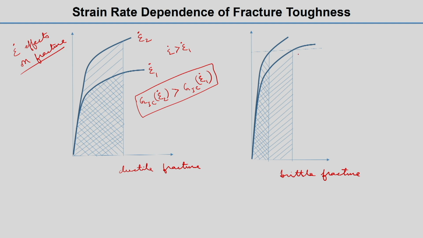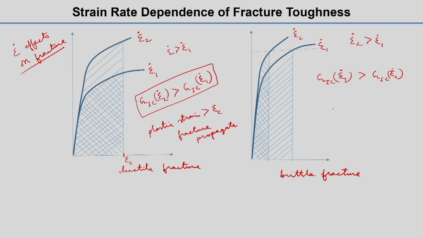But in the case of brittle fracture, this is epsilon dot 1, this is epsilon dot 2, and again epsilon dot 2 is greater than epsilon dot 1. But in this case, the ZIC of epsilon dot 1 is greater than that of epsilon dot 2, so the opposite of the other case. If you focus on these two curves, for a ductile fracture the plastic strain should be more than the critical strain. So plastic strain should be higher than epsilon C, then fracture will propagate.